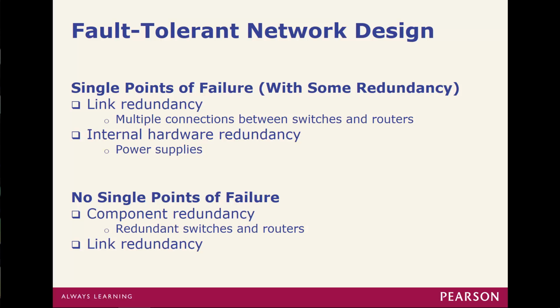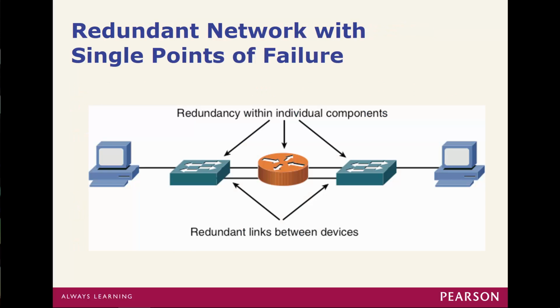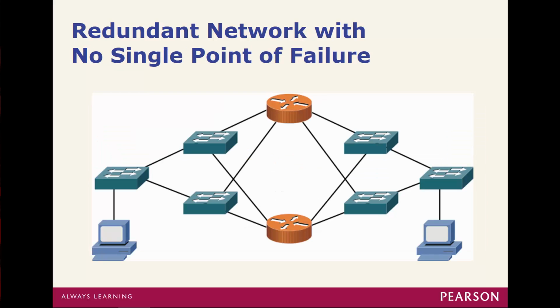So, things like redundant networks with a single point of failure could look something like this. It is single network devices with multiple links. We could change that up with no single point of failure with multiple pieces of equipment. That way, every type of network device, except the end ones, should be able to recover from any type of failure.